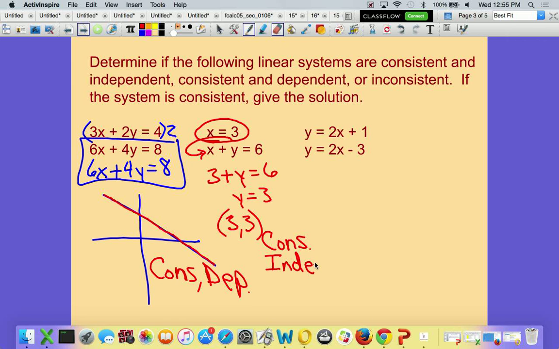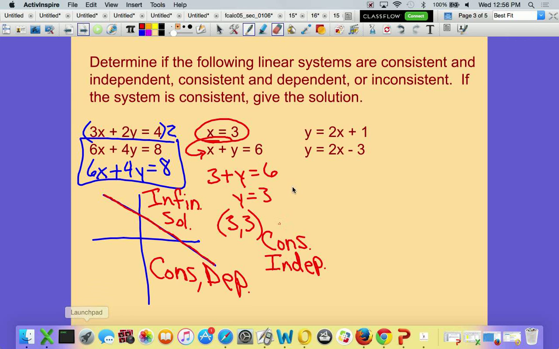Alright, back here on this last one, because both of these lines are on top of each other, what we say for that is there are an infinite amount of solutions. So infinite solutions. Alright, for our next one.